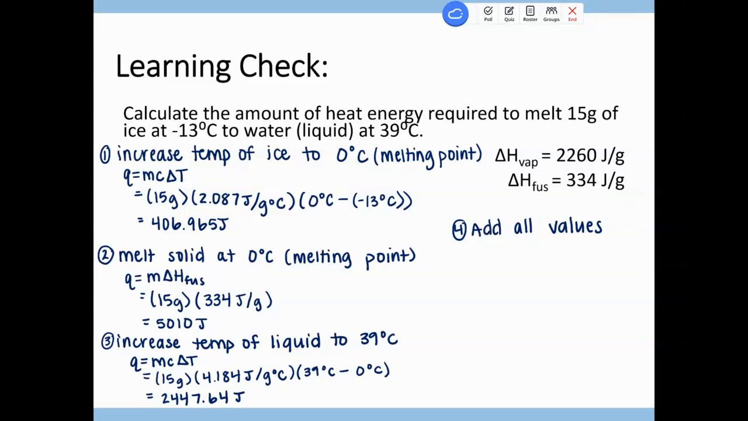You may have a question where heat of fusion, that's often provided in kilojoules. So your answer would be in kilojoules, and you'd have to convert that to joules to actually add everything together. So just keep that in mind for future problems.